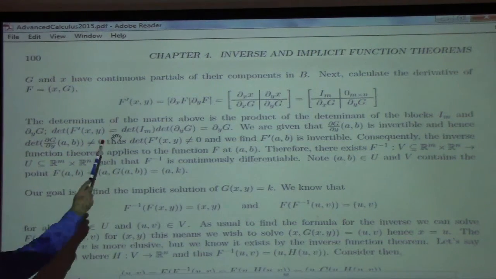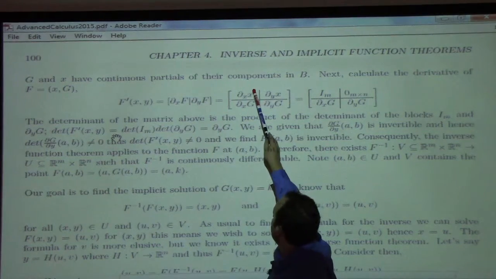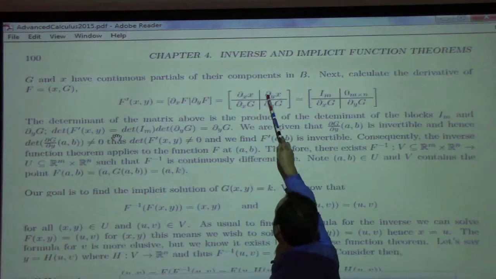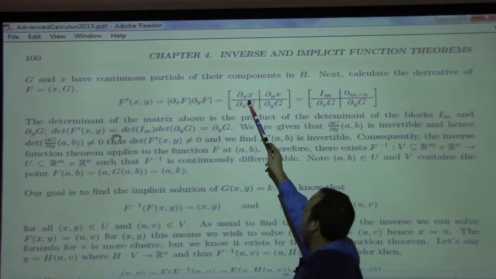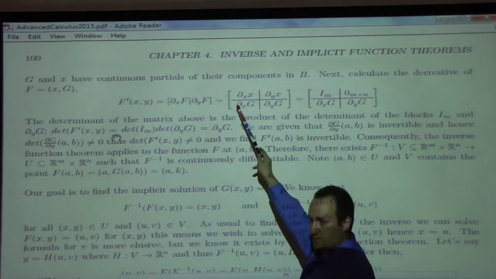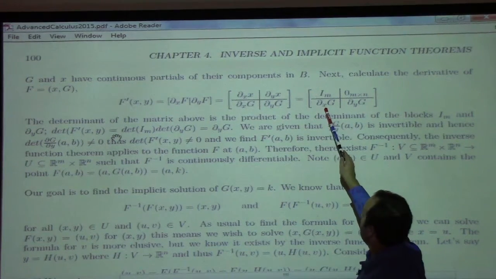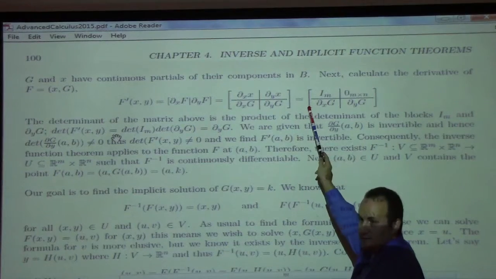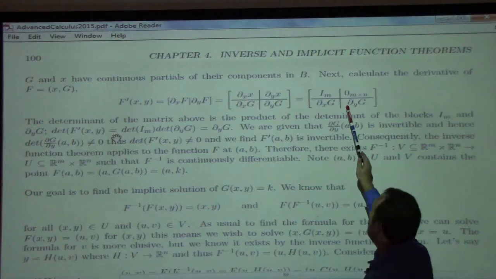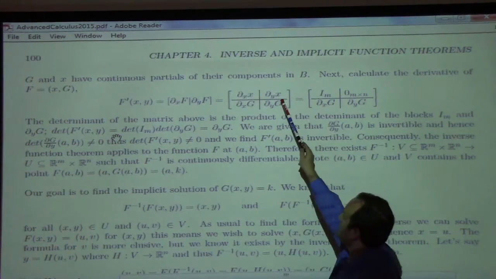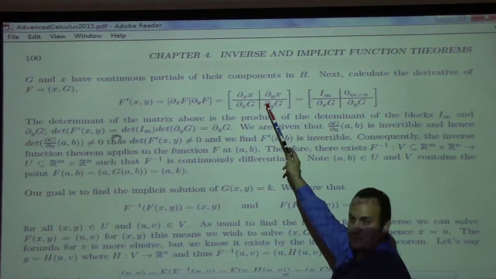So f prime of (x, y) would be partial f over partial x, partial f over partial y, but that would be partial x over partial x. So it's these submatrices. And of course, you can work through the details, but this is basically just the m by m identity matrix because x is going to x. Then you have partial g over partial x, which, whatever it is, we don't have any information about it except that the derivatives are continuously differentiable there. This is the zero matrix because x and y are independent variables here, right?